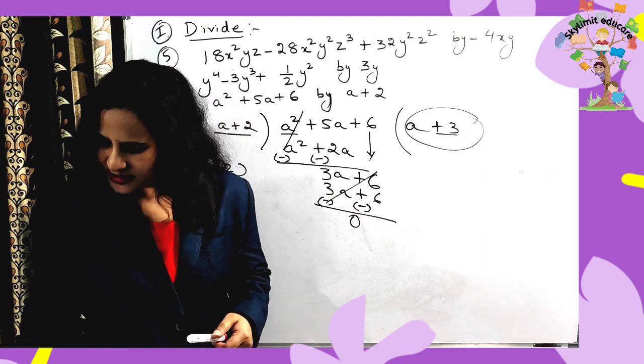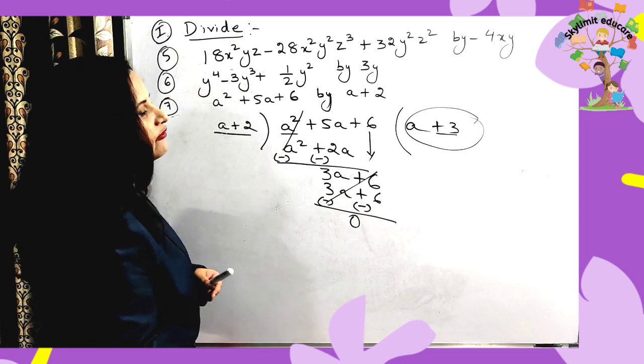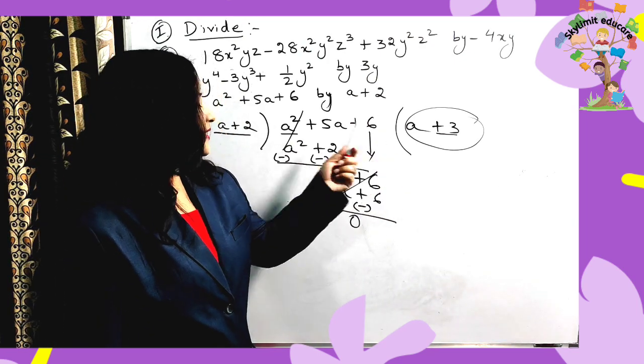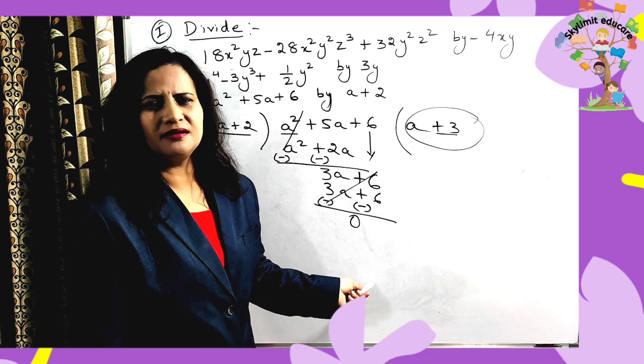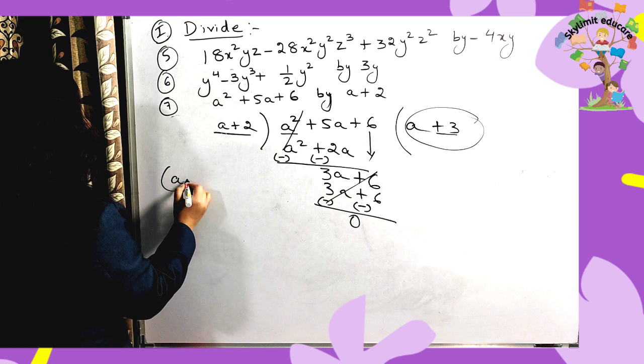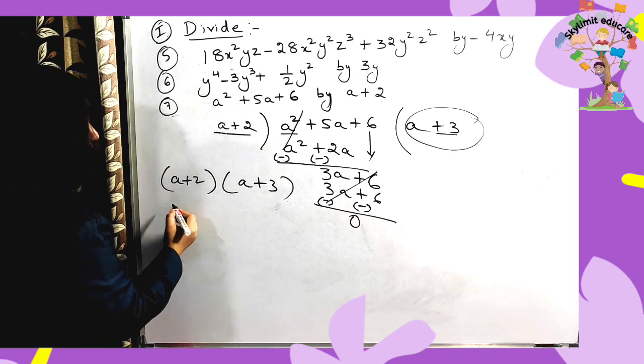And if you want, you can check it. You are asked to verify the result also sometimes in the question. So how can you verify? You are always verifying divisor multiplied to quotient plus remainder. Let us check it out. Divisor multiplied to quotient. What is the divisor? A plus 2. What is the quotient? A plus 3. Multiply and check.